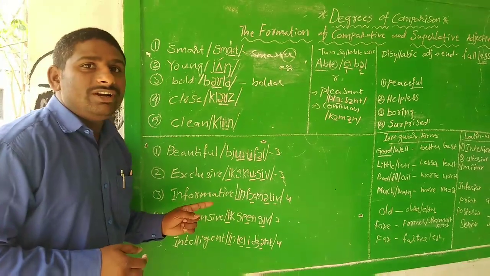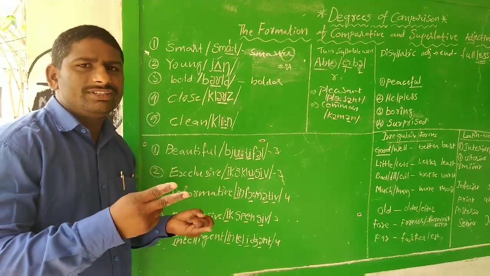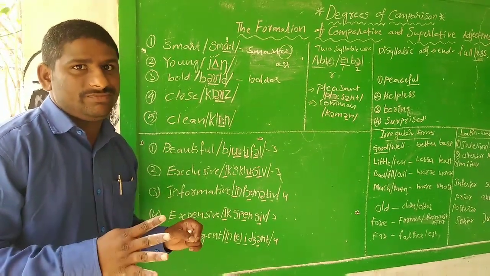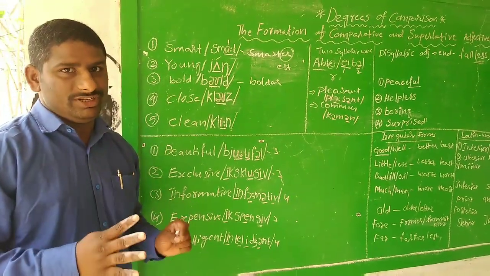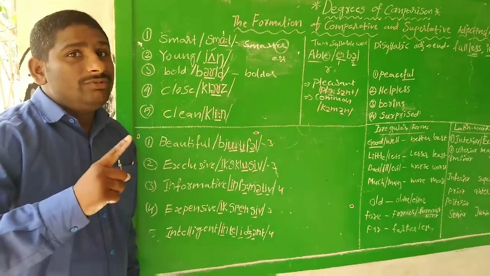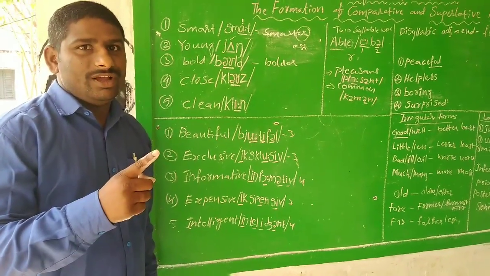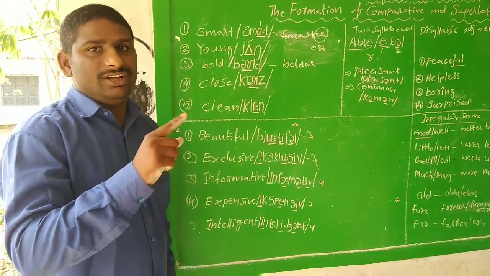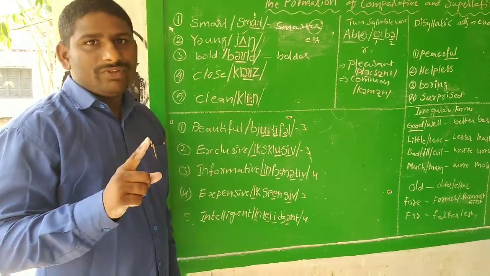The words which have more than 2 syllables, or you can say trisyllabic and polysyllabic words, always take the prefix more in comparative degree and most in superlative degree. And one point you need to remember: the definite article the is always used before the prefix most and the superlative form in EST also. So that is the superlative degree, which is very important. You need to follow that.